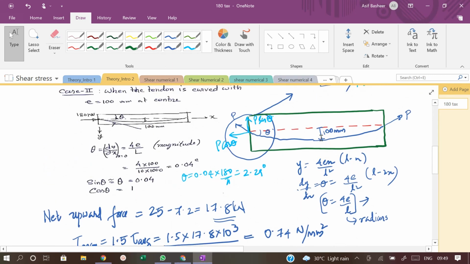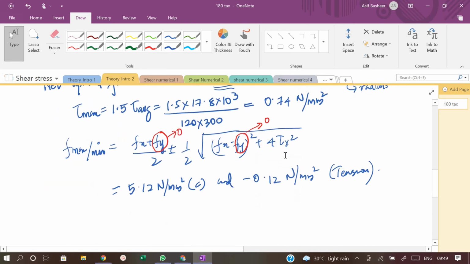Providing some eccentricity, the net tensile stress reduced, which means it is good or bad? Net tensile stress reduced. Is it good or bad? Good, right? It's good, because we need to reduce the maximum tensile stress coming on that, which means the possibility of forming a crack is also reduced. We need to always keep it in compression.